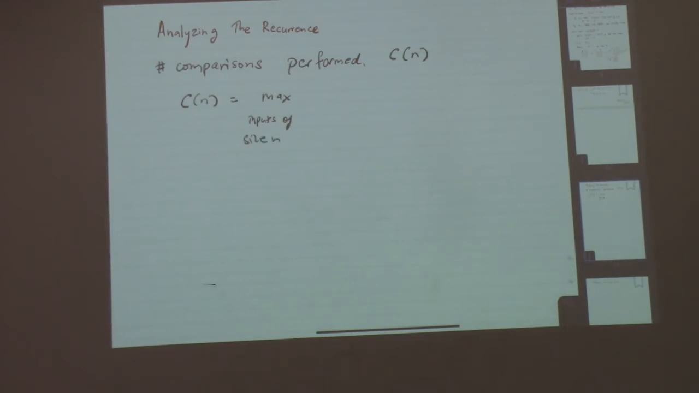of the number of comparisons. So over all possible inputs, and this is usually called the worst case run. It's a worst case scenario. So what we want is some kind of upper bound. We want to say C of n is less than or equal to something.